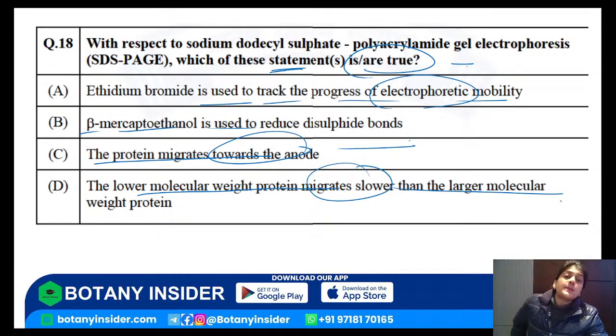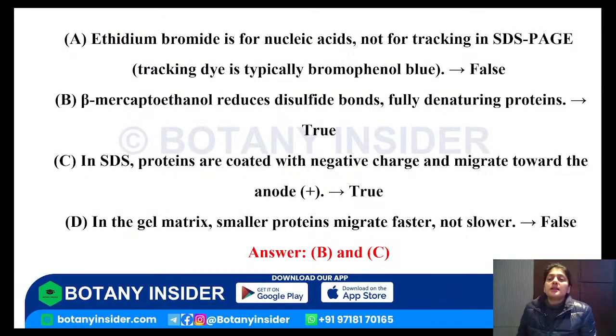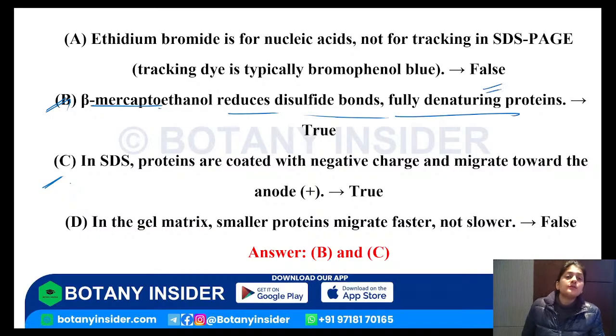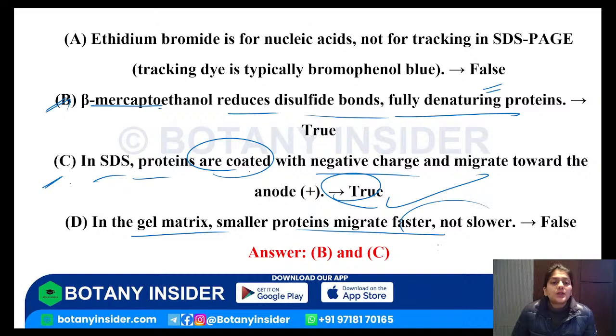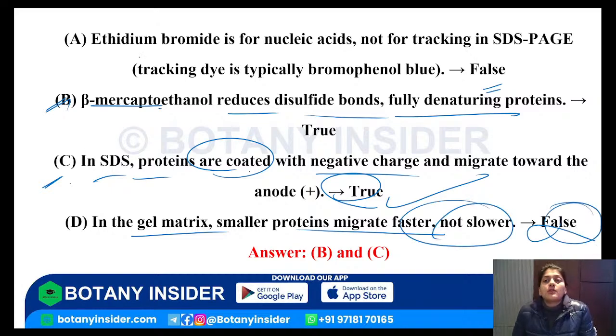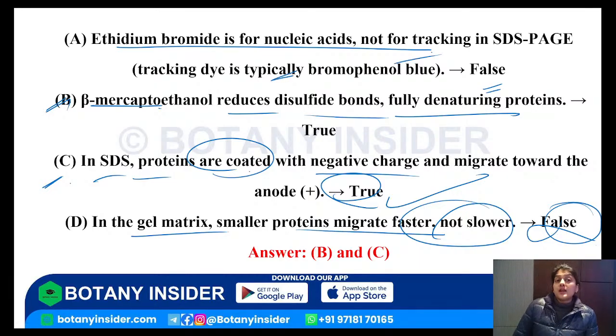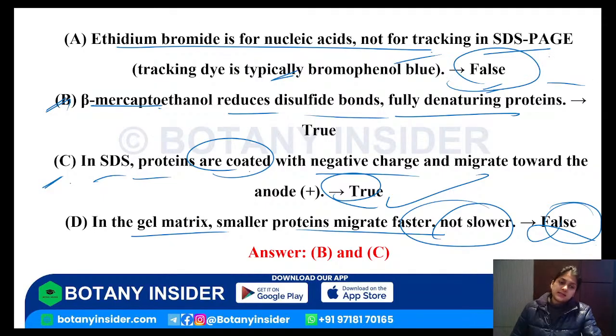With respect to SDS, which statement is or are correct? So B and C statements are the correct ones. Very good. Beta-mercaptoethanol reduces disulfide bonds, fully denaturing the protein. And in SDS PAGE, the proteins are coated with negative charge and they migrate towards the anode. That is also correct. In the gel matrix, smaller proteins migrate faster, not slower. So this is wrong. And ethidium bromide is used for nucleic acid, not for tracking in SDS PAGE. So that's a false statement, right?